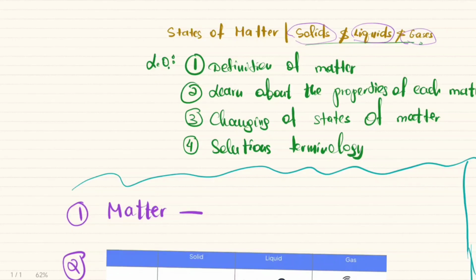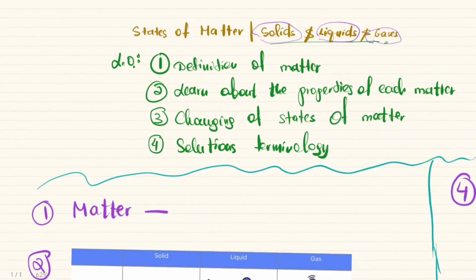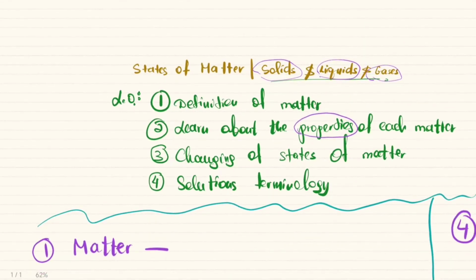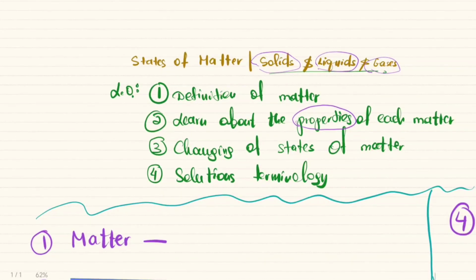So the first one is the definition of matter. Here we will talk about the matter itself, and we will know how to define it. And then we will learn about the properties of each state of matter. We focus mostly on the properties, and then changing of states of matter. So we will talk about how to change from one state to another and check out the processes. And then the last one is solutions terminology.